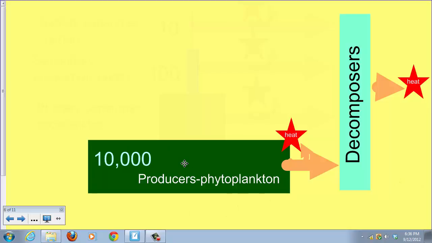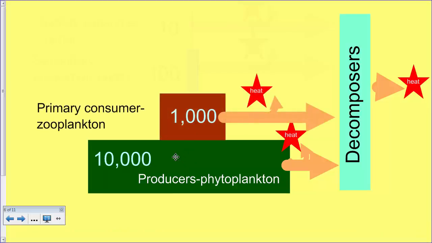We've got producers. Typically we would have plants there if we're talking about terrestrial or land-based organisms, but I'm doing a freshwater example here. So phytoplankton, little tiny microscopic organisms, are called phytoplankton to distinguish them from zooplankton. Zooplankton are animals that eat the phytoplankton. The phytoplankton produce their energy from photosynthesis, so they're the producers. Up a level from that are the primary consumers, which are the zooplankton. They're herbivores, and they're going to eat the phytoplankton.